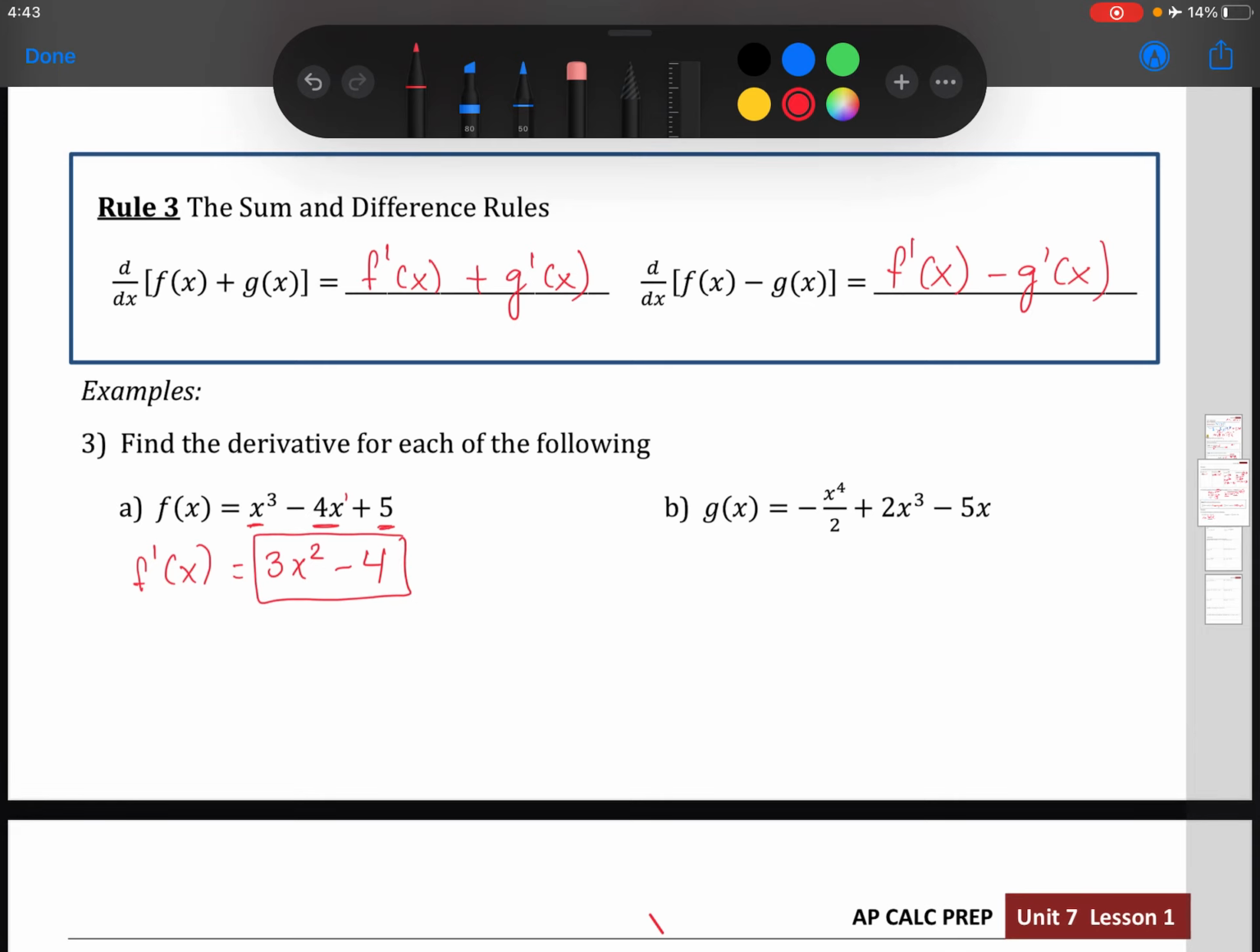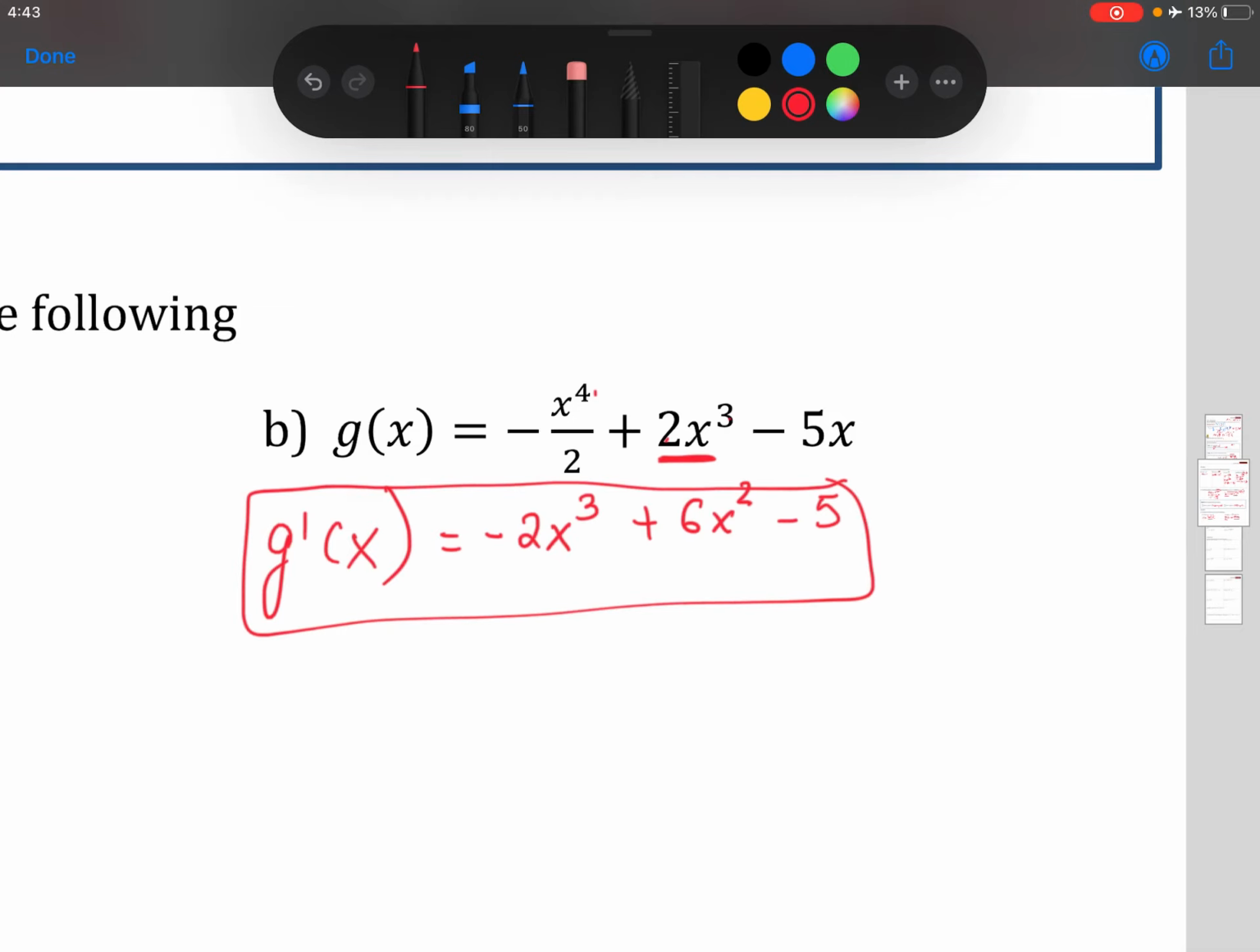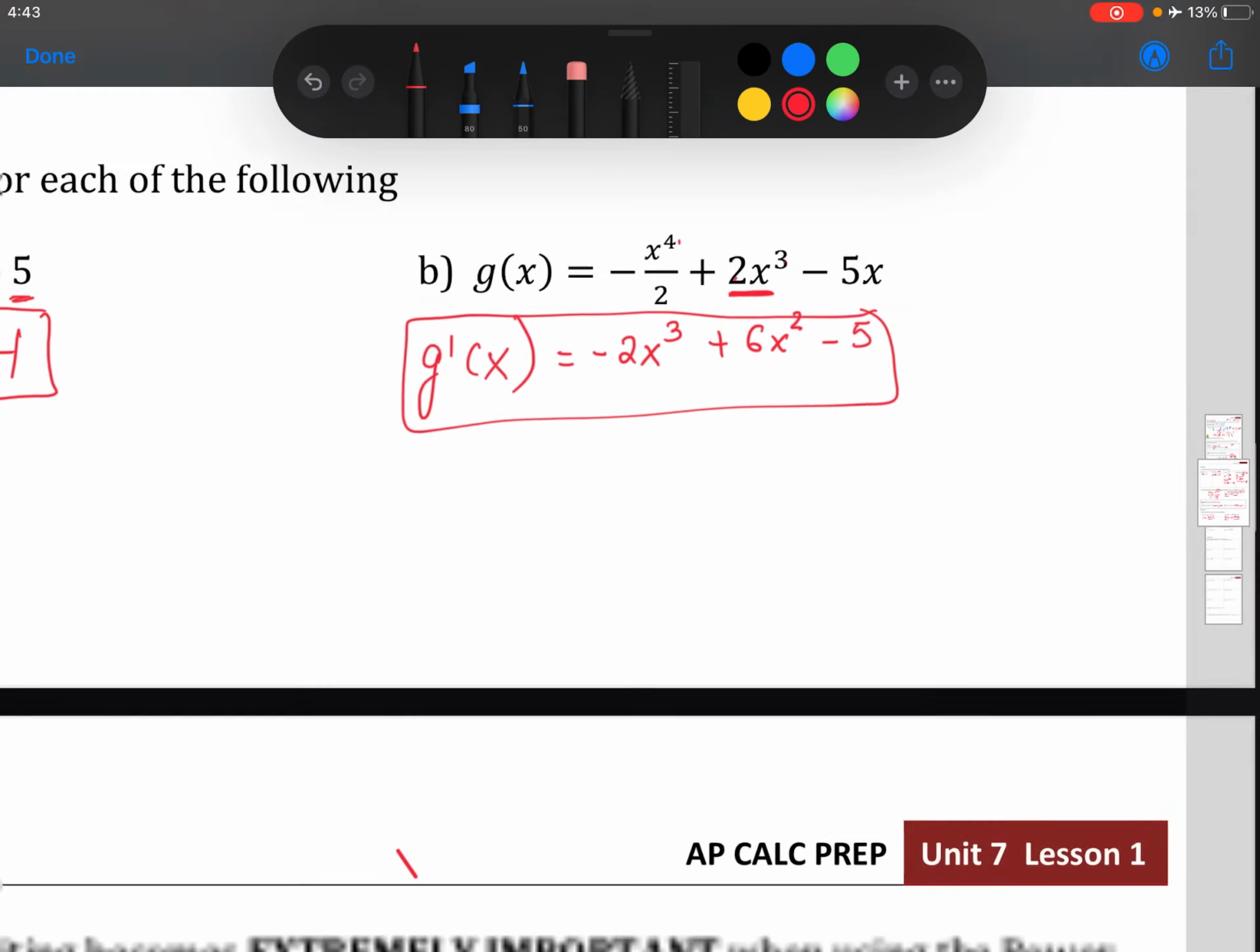This one here, it would be what? G prime of x. Let me zoom in. So this would be, the 4 would come in front. So -4 divided by 2 is just -2x cubed. Plus this would be what? 2 times 3 is 6x. 3 minus 1 is 2. And derivative of -5x is just -5. And that's it, basically. You really didn't have to do anything fancy here.